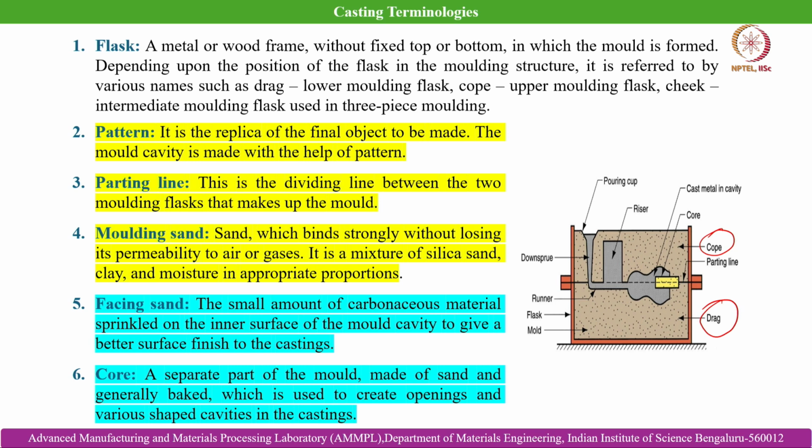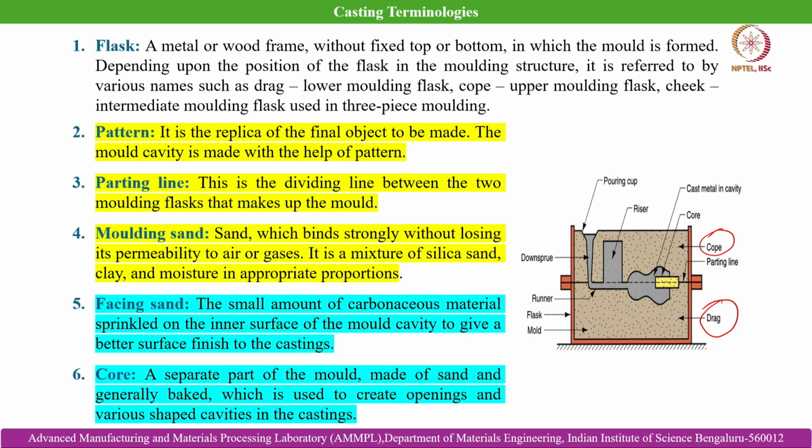Generally, it is made of wood, but there are cases where we also use metallic patterns when mass production is involved, and the pattern can experience wear and tear due to repeated use. So, that is why we can also go for metallic patterns. Number 3 is the parting line.